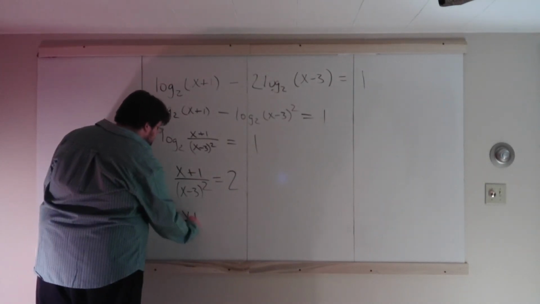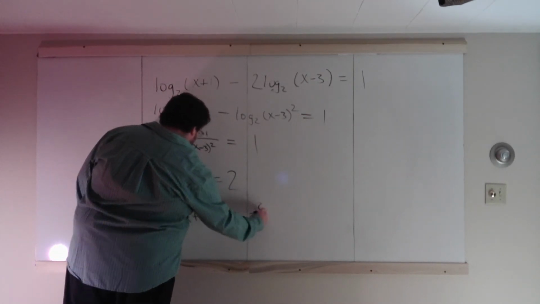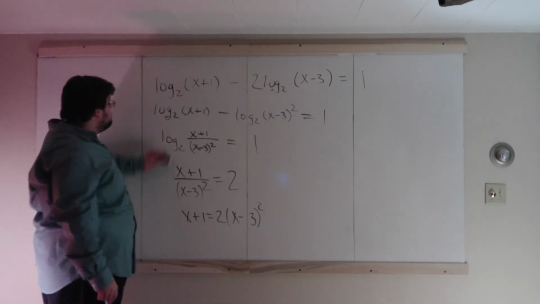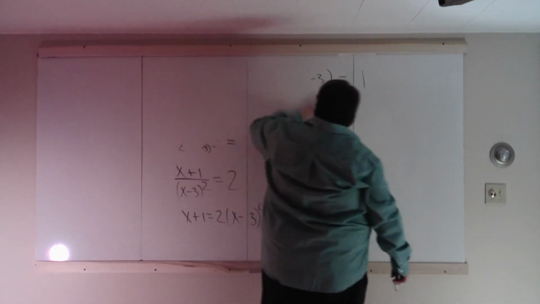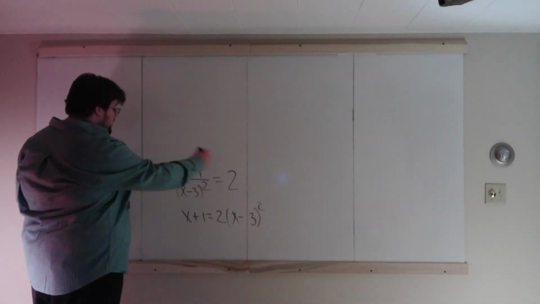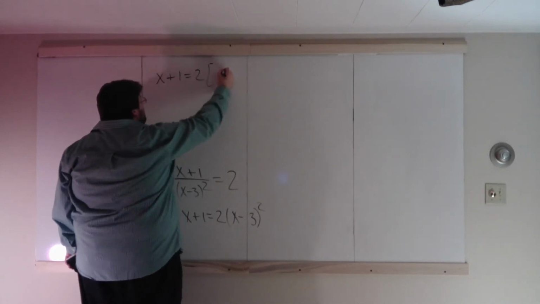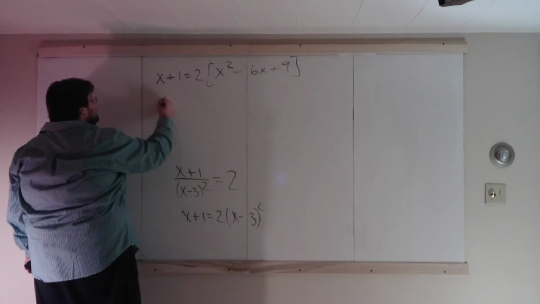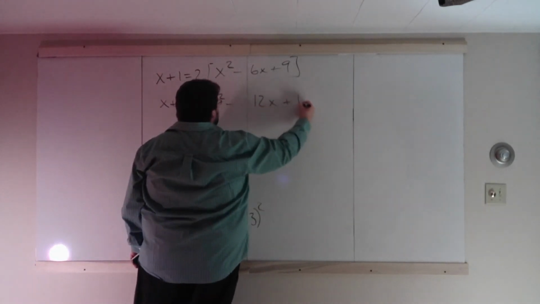Well, let's get rid of the fraction first. So multiply both sides by the denominator. The left side is just x plus 1. The right side is now 2 times x minus 3 squared. Now we'll solve this for x. Square that thing on the other side. x plus 1 equals 2 times x squared, negative 6x, positive 9. Distribute the 2. 2x squared, negative 12x, positive 18.